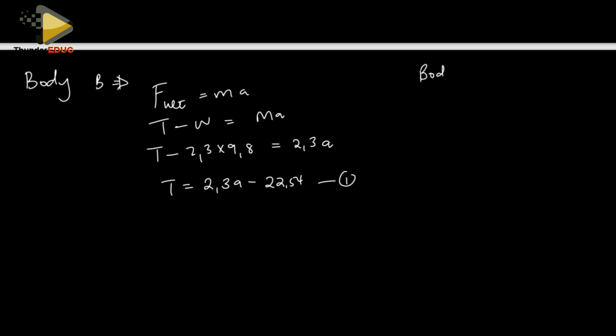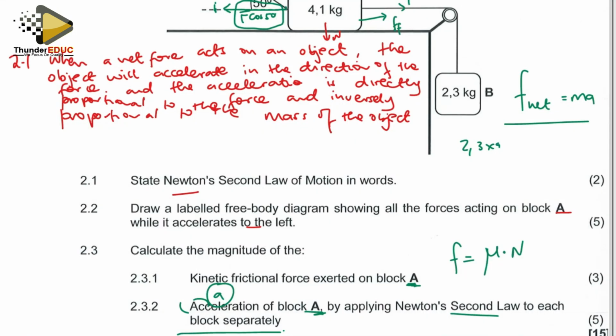Then I'll look at body A. Still apply the same thing. F net is equal to ma. So remember we said it's going to be the F cos of 50 minus, I don't want to bring in the cos 180s and so.